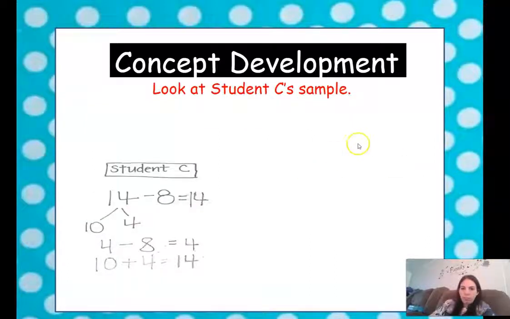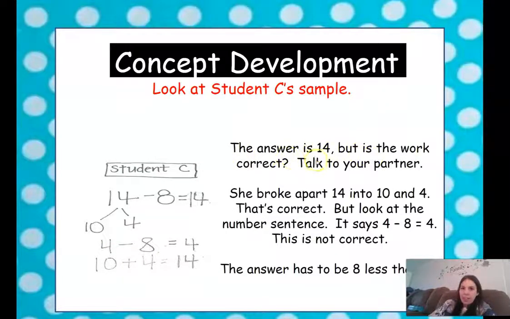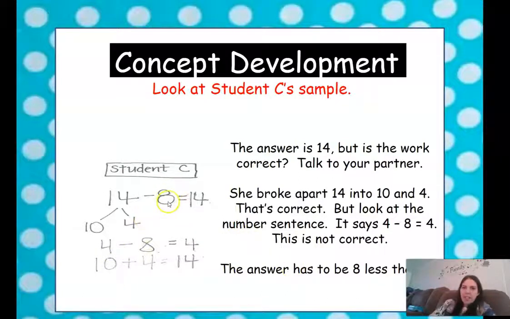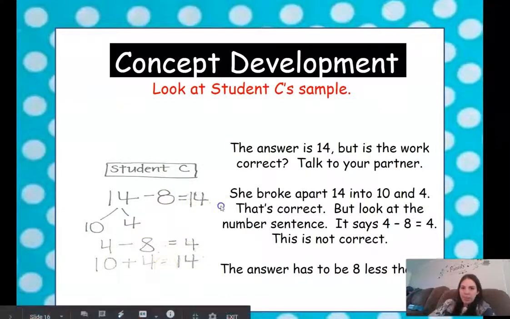Look at this problem. 14 minus 8 equals 14. So the student did 10 and 4. So they decomposed 14. That is correct. Now look at this. They said 4 minus 8 equals 4. If you have 4 items, can you take 8 of them away? No, you wouldn't have enough. So this student made a mistake. The answer is correct, but their work is incorrect. So they needed to say 10 minus 8. 10 minus 8 is what they needed to do to solve this here. Okay.